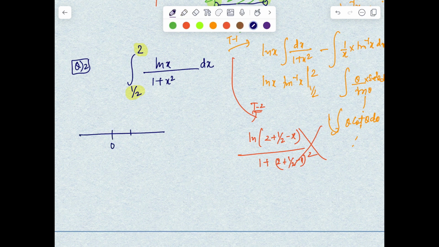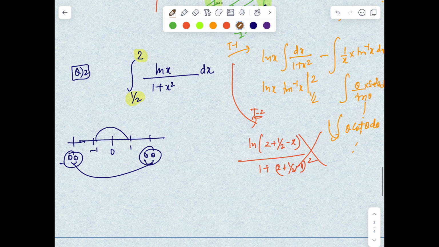Clearly, sometimes we'll have limits like minus 1 to 1, or minus a to a. If this kind of structure is there, the first idea is to apply integral f(x) equals integral f(a plus b minus x), which we call King's rule in the coaching environment, right? But here we can come up with another kind of beautiful substitution, because half and 2 are inverses of each other, that is, reciprocals of each other.